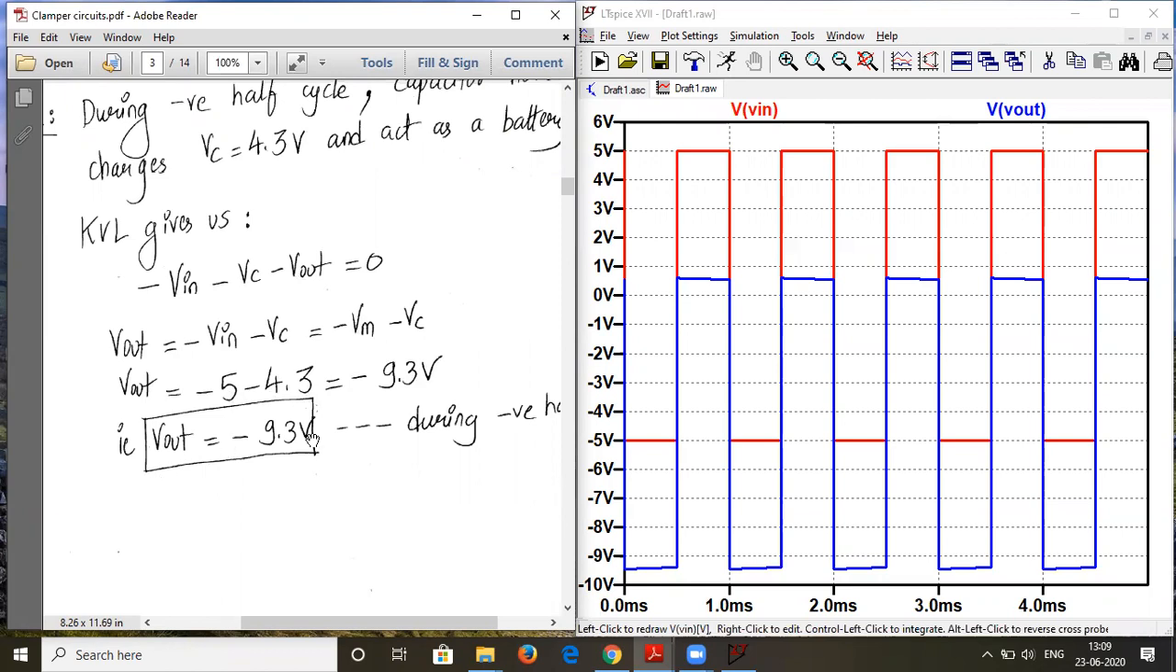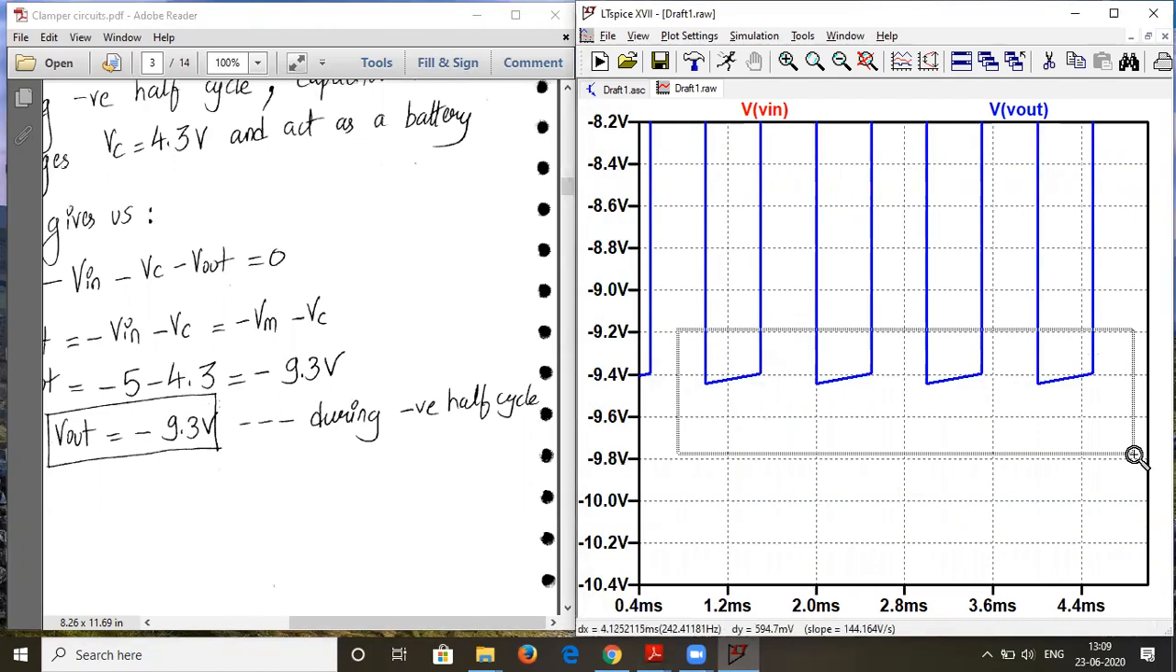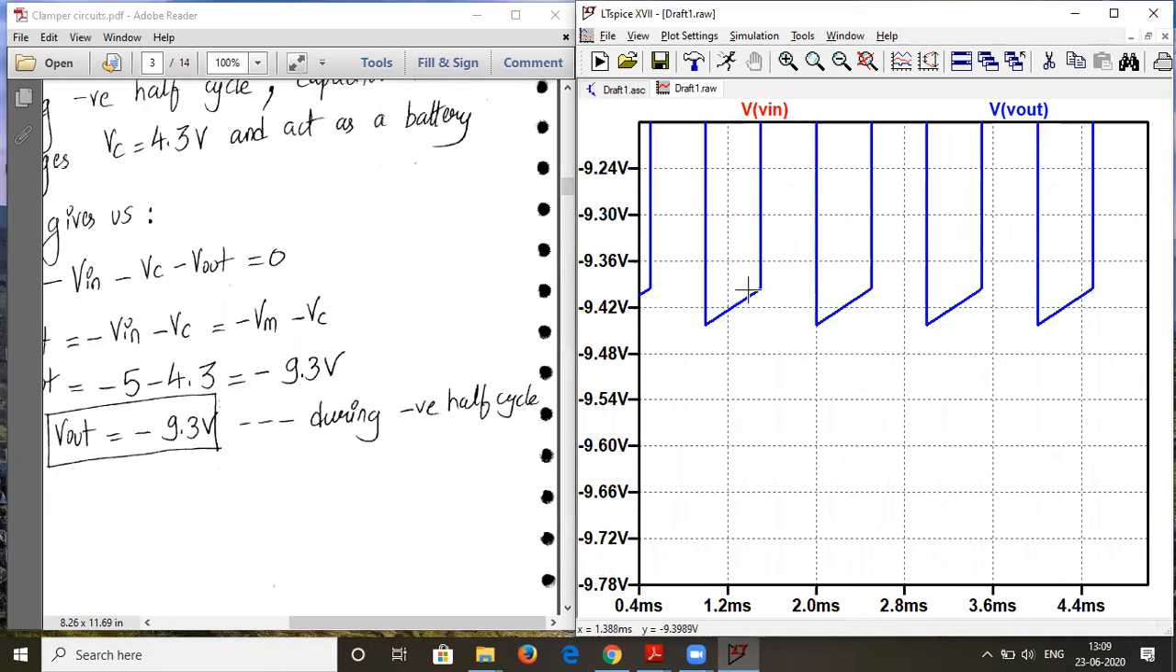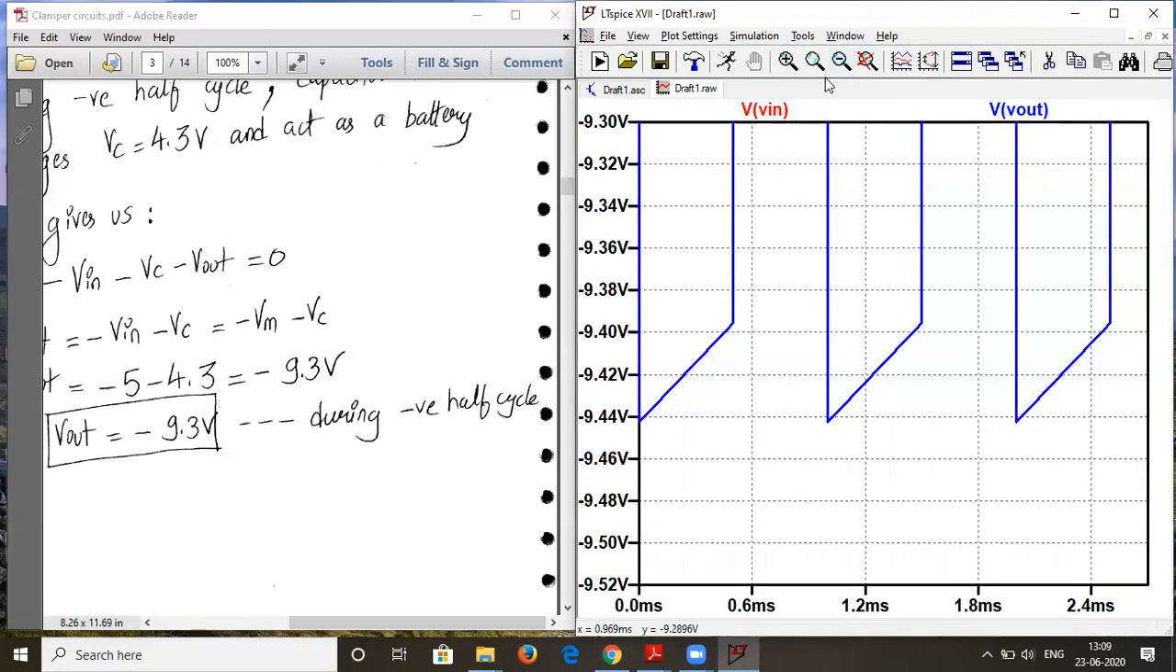So V out will be minus 9.3 throughout the negative half cycle, although it will discharge slightly, but it will be close to 9.3 as you can see. Not exactly 9.3, because the VD on is around 0.575, so it will be a little bit higher than that, because VD on is not 0.7. It will be somewhere around 9.4 something. You can observe that carefully over here.